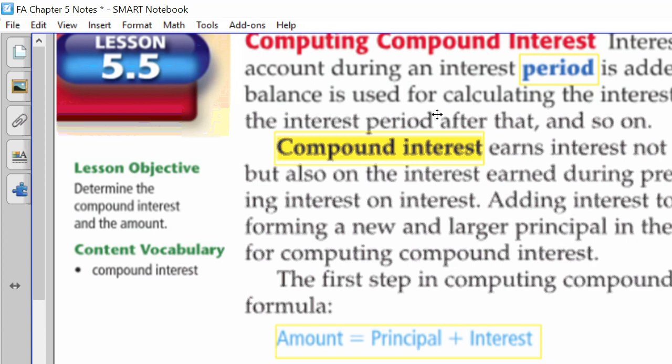Guys, today we are going to compute compound interest. This is interest you earn in a savings account during an interest period, that is added to your account. So we calculate the interest and then we add it back into our account balance. Your new balance is used to calculate the next interest for the next interest period, the interest period after that, and so on.